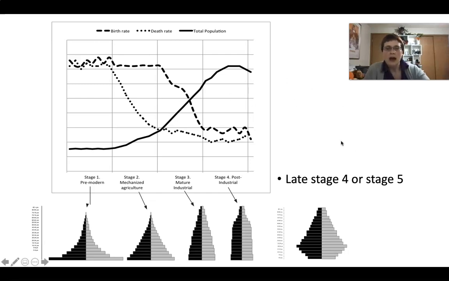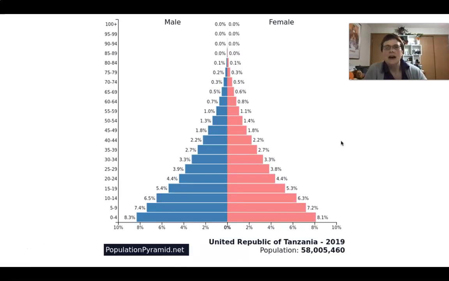All right, so after me reviewing all of that, I want to point out some of the pyramids that some of you found. You found some great countries. So this is the United Republic of Tanzania, and this has that very classic pyramid shape. You can see why we call them population pyramids, because those early stages in the demographic transition very much look like pyramids. But what I want to point out, because there was some discussion on your board on whether this is stage 1 or stage 2.